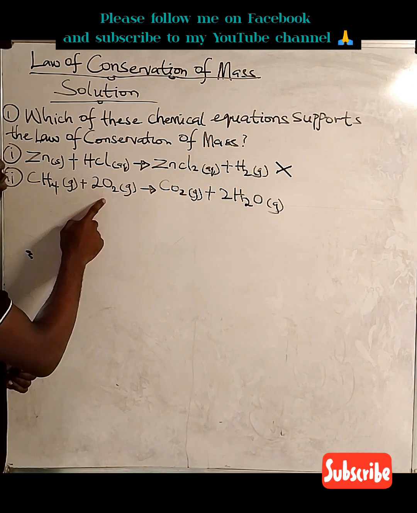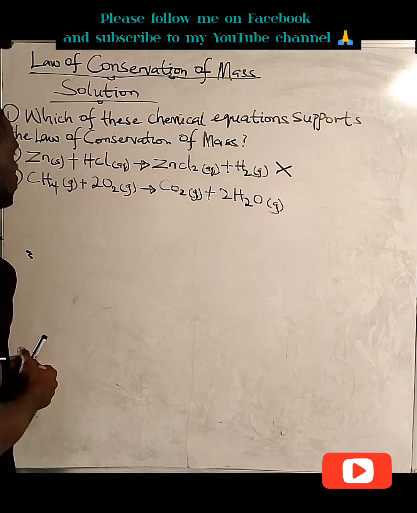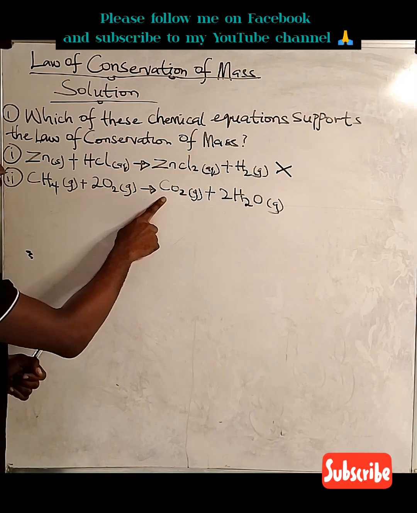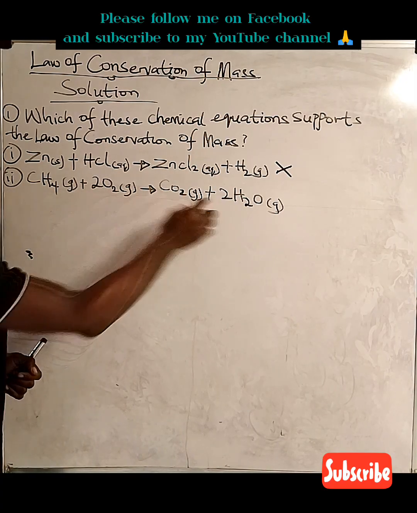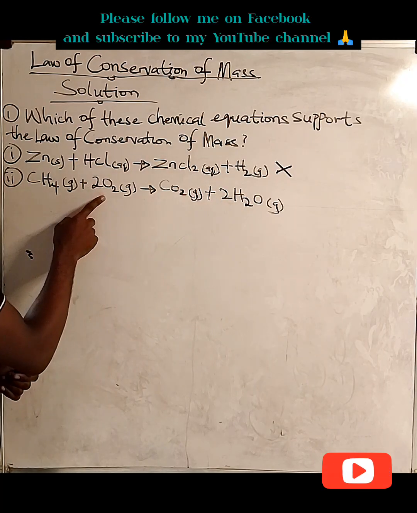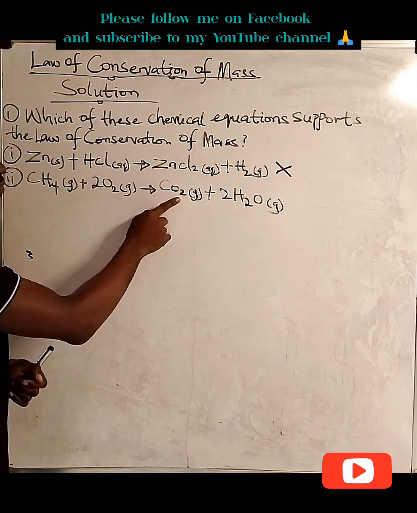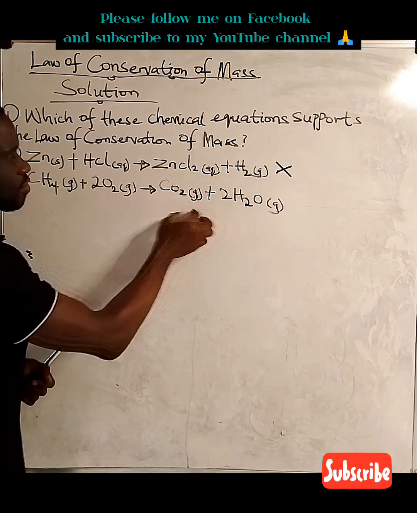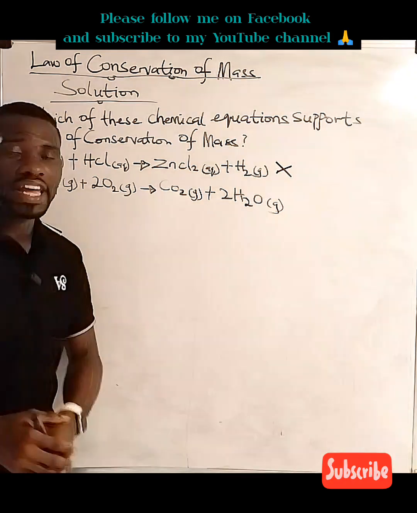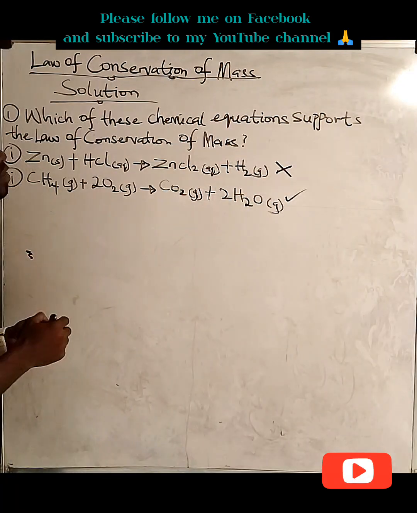CH4 plus 2O2 gives CO2 and two molecules of water. So carbon here is 1, carbon here is 1. Hydrogen is 4 atoms here, and hydrogen here is 4 atoms, since 2 times 2 is 4. Now oxygen here is 4 atoms. On the product side, there are 2 atoms of oxygen in the carbon dioxide, and also 2 in the water. So altogether, we have a balanced chemical equation here. So this obeys the law of conservation of mass.